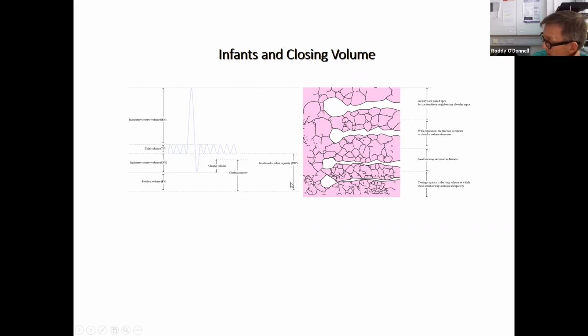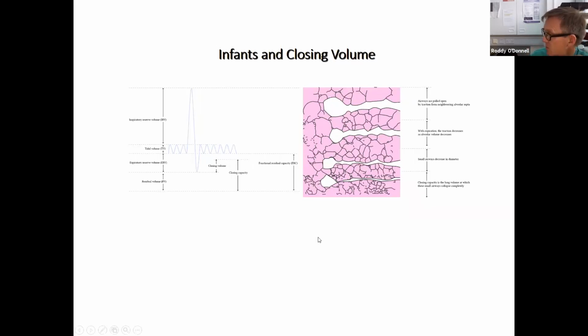So what they do at that stage, which is a reflex, is they partially close their glottis and they breathe against a partially closed glottis, and they make a grunt. So in the absence of pain, that grunting implies alveolar disease and that their stretch receptors are reaching closing volume. So it's a very clever reflex.